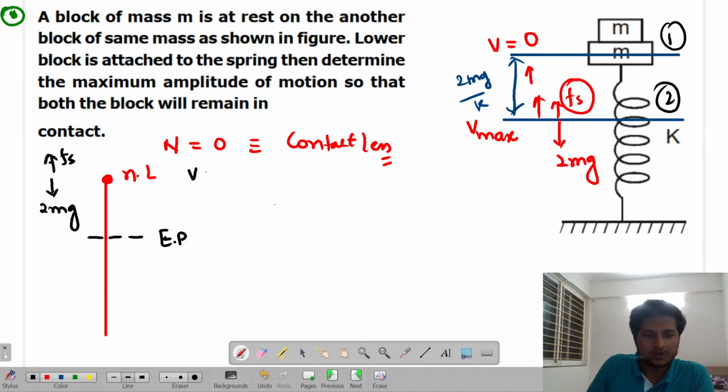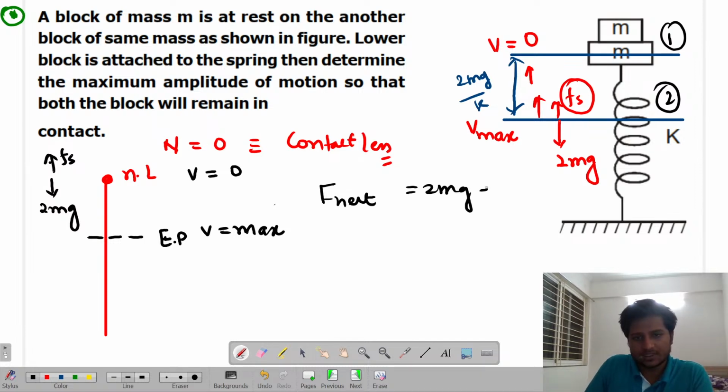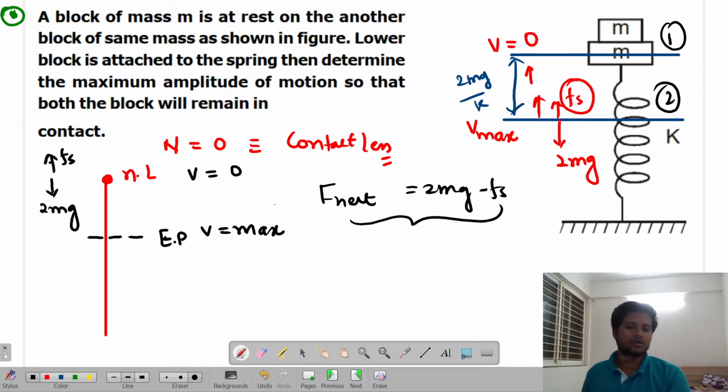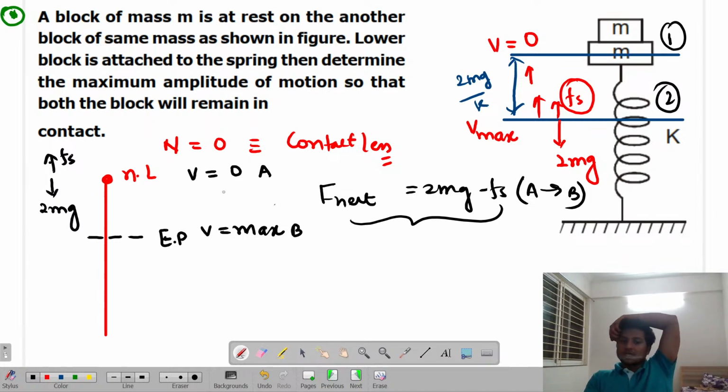Now, when the block is coming till equilibrium point, which point? From here to here, velocity was initially 0, but here velocity is maximum. So if I write the net force equation, what is that? 2 mg minus spring force. That's my net force equation or not? During which motion? From A to B. So velocity was initially how much? 0. Now it is how much? Why it happened? Because 2 mg was dominating with respect to spring force or not? Got the idea?